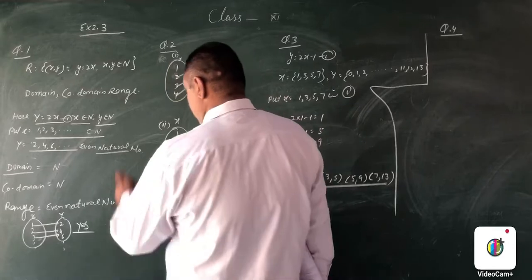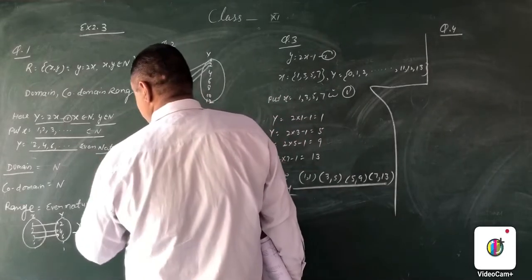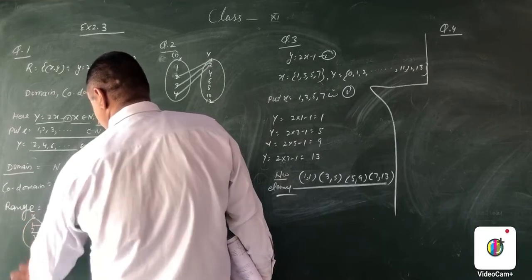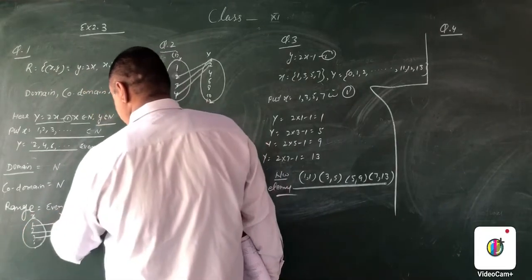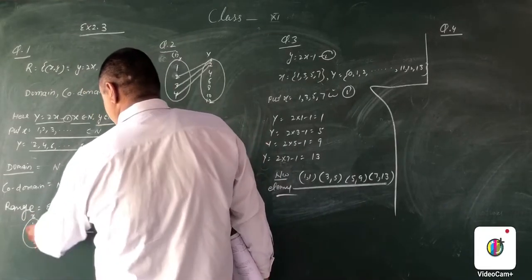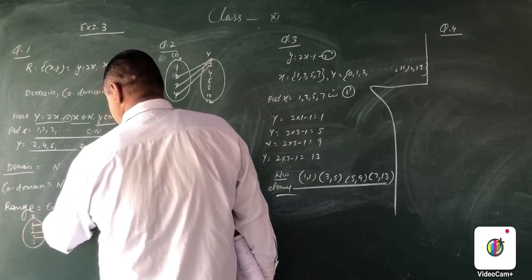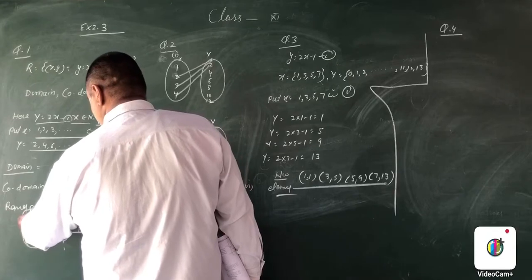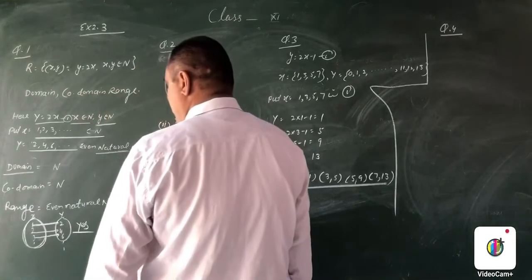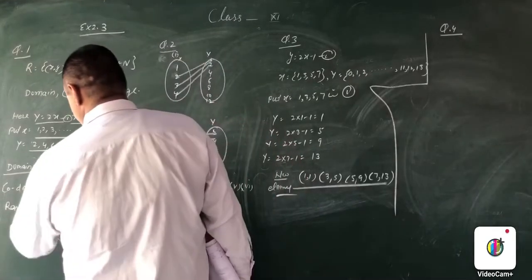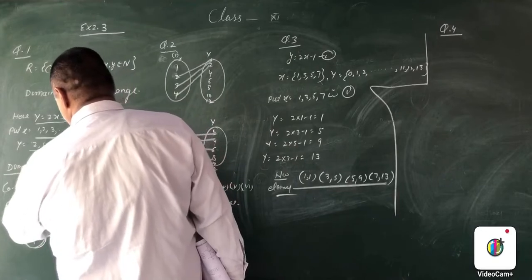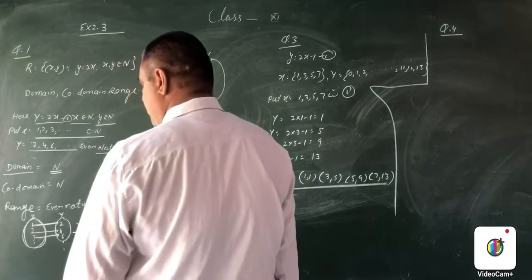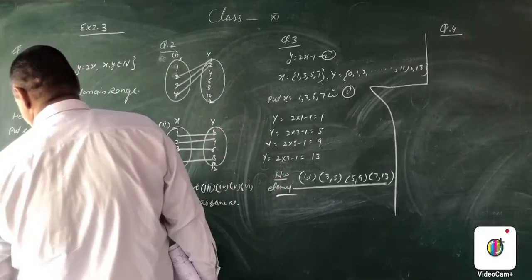In the relation, the values of x are 1, 2, 3 and so on, and y is 2, 4, 6 and so on. Every element x of this function is called the domain of this function. So the domain of this function is the natural numbers.